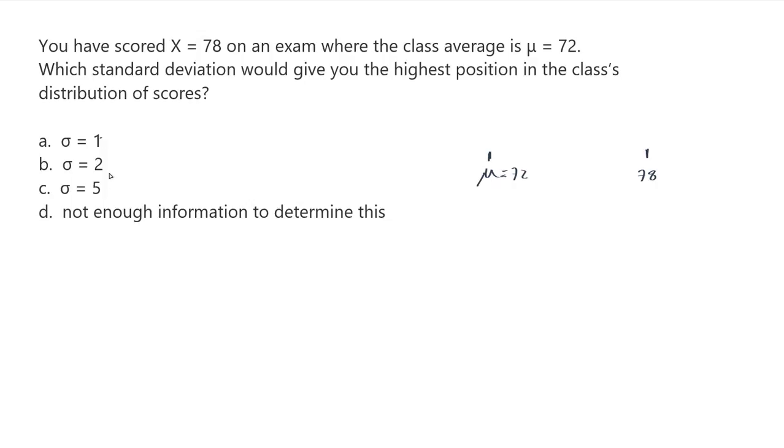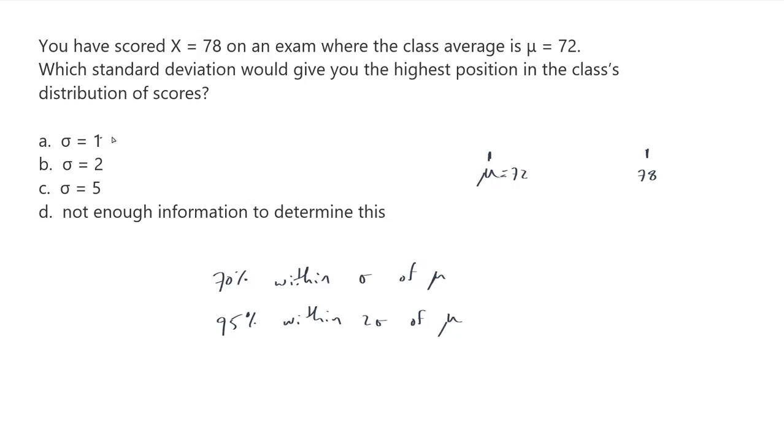Now, keep in mind, most scores, about 70% of scores, are within one standard deviation of the mean. 95% of scores are within 2 standard deviations of the mean. So if I was dealing with a standard deviation of 1, that would mean that most scores are somewhere between 71 and 73, so within 1 point of 72. 95% are within 2 standard deviations of the mean. So think about it like that.